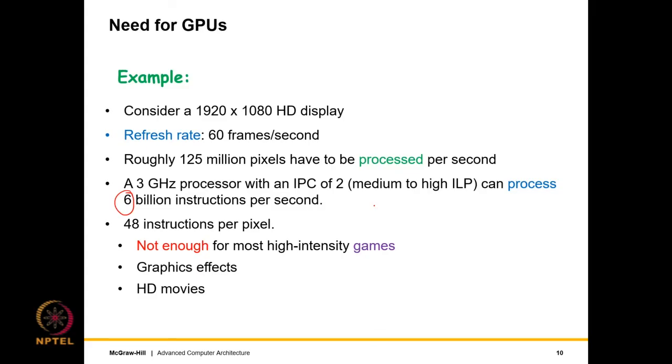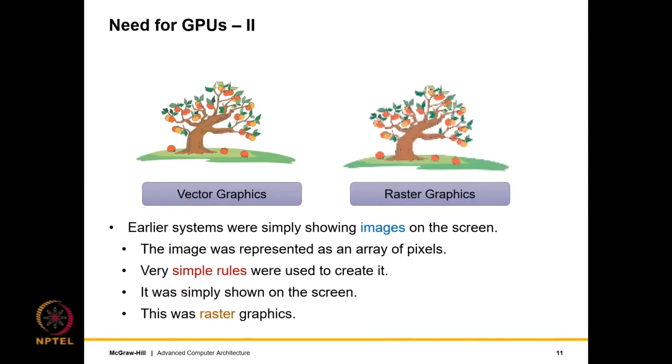So nowadays what happens? Nowadays, even if I'm writing a book or making a PowerPoint, I keep on listening to some music on YouTube or keep watching a YouTube video at the corner, right? So then my processor has to do both. It has to run PowerPoint as well as process the sound of a YouTube video and the video of a YouTube video. So typically this much is not enough. So for more high definition and high intensity graphics, we need better platforms for the graphics effects and HD movies. So this is where the need for GPUs comes up.